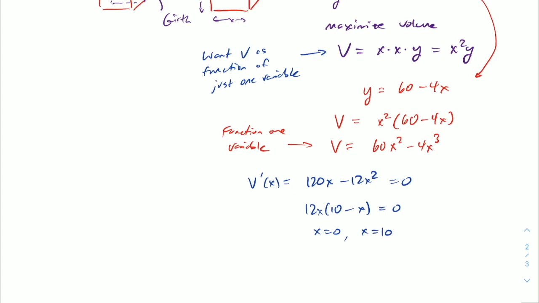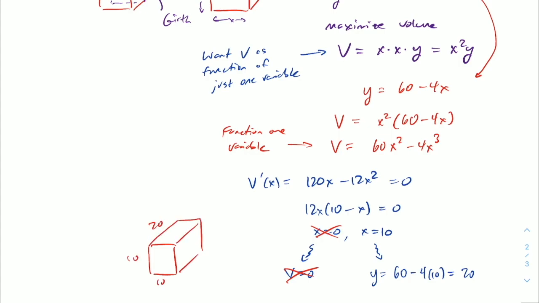If x equals 0, the volume is going to be 0. That's definitely not right, so we'll cross that one out. If x equals 10, we get y equals 60 minus 4 times 10, which is 20. So we'll get a box that looks like this, 10 by 10 by 20. And this is the largest volume box.